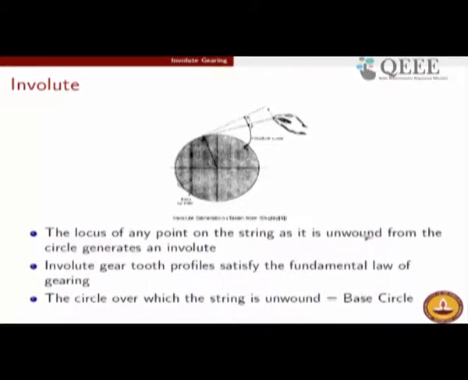So just to repeat myself, there is a string which is initially taut around this circle. This taut string is being unwound. As this string is being unwound, any point, for example, this point which I have marked as T in this string, will generate a curve, and that curve is known as the involute curve. The circle itself over which the string was initially wound and in the process of unwinding has generated that involute curve, that circle is called the base circle corresponding to the involute. Okay, so these are the geometric terms that we will have to get ourselves acquainted with.